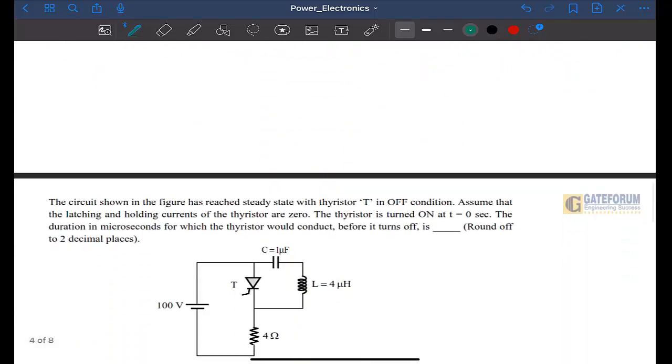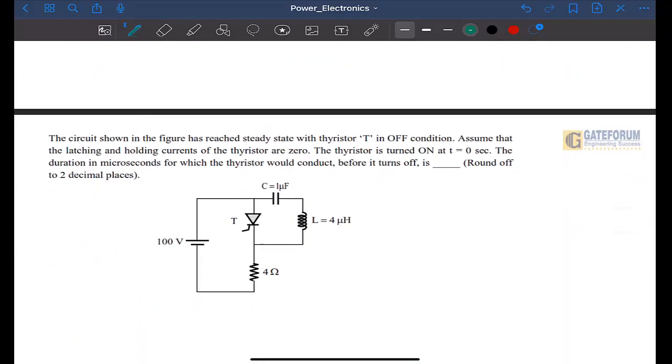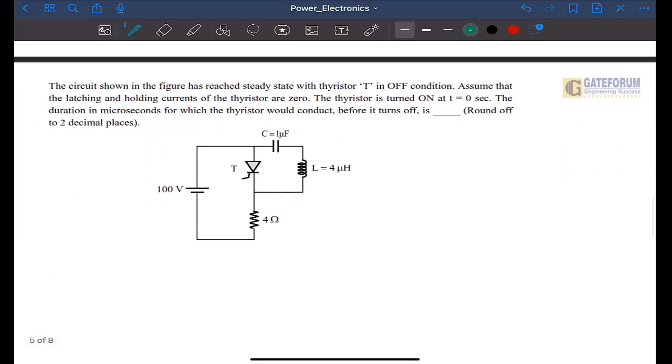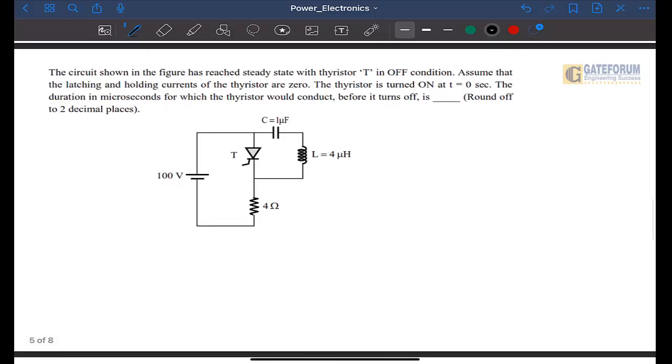Now we will move towards the other problem which was also asked in GATE 2023, and it is from power electronics. See, the circuit shown in the figure has reached a steady state with thyristor T in off condition. See, this circuit is in a steady state. It is already given.